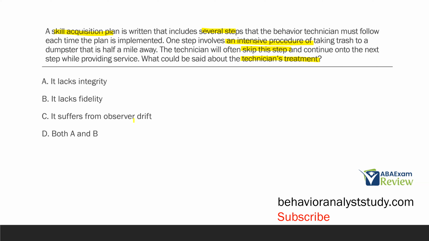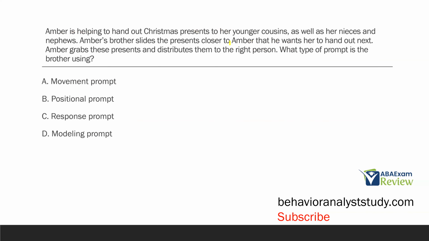Now, what about observer drift? Well, observer drift has more to do with what we're measuring and what we're observing as far as the behavior is concerned. And since this question is not dealing with what we're measuring or observing, we're not really talking about observer drift here. We're much more alluding to the fact that we're losing integrity or we're losing fidelity because this technician is skipping a step. So our answer here, what could be said about the technician's treatment, is D, both A and B.